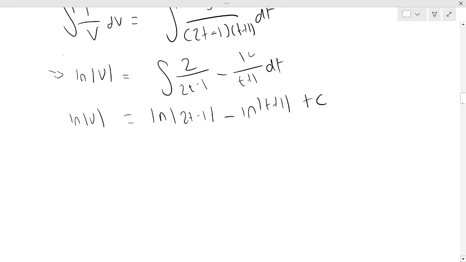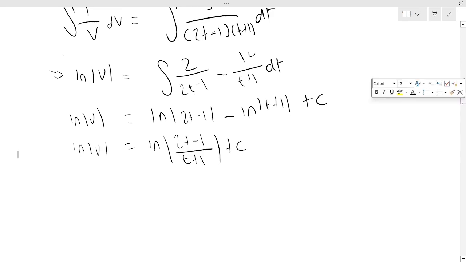Okay. What I then know is I can bring the logs in together. So 2t minus 1 over t add 1, because we have this minus here. So again, remember the log rule, log a minus log b equals log of a over b. I might not be able to do anything with that, but it's staring at me in the face, and maybe it'd be useful. So I'm going to do that, plus c, okay?